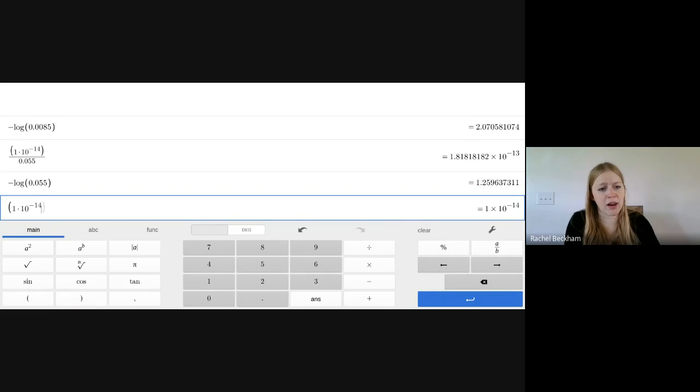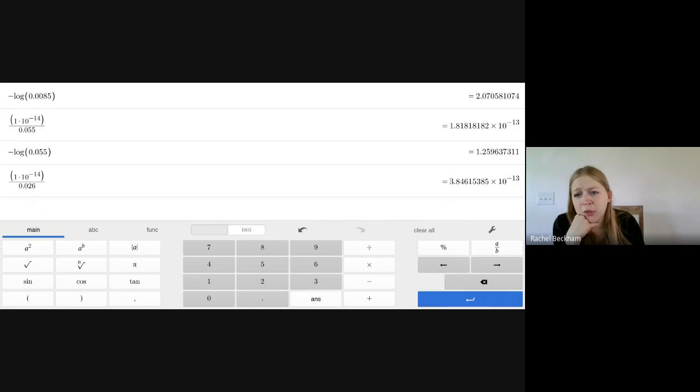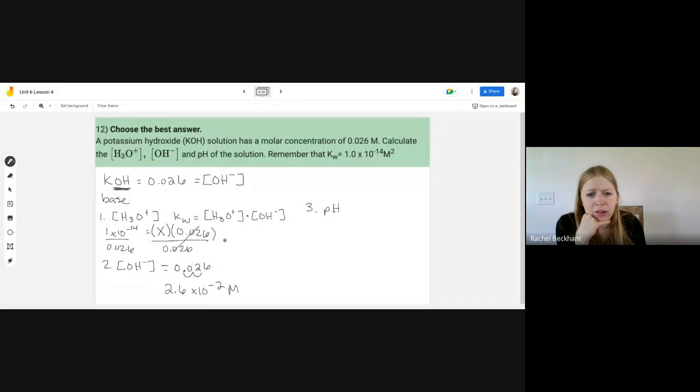It is important to know how to type this in yourself, so try practicing this too. I'm getting 3.8 times 10 to the negative 13th, and I'm just going to round off at 3.8. So X, which is H3O plus, is 3.8 times 10 to the negative 13th.